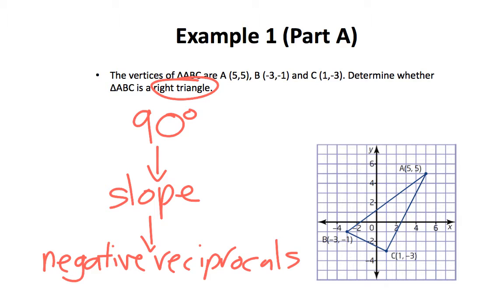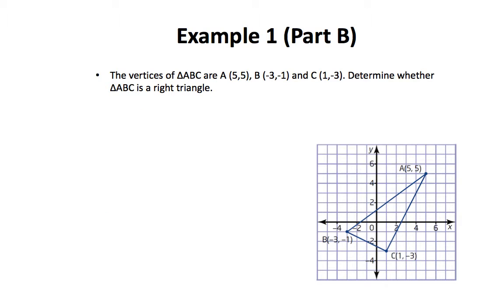It is important to make a rough sketch because you can likely spot the 90-degree angle already. The 90-degree angle is likely located over here, but we are still going to determine the other slopes and compare them just to be safe. As mentioned before, just to be safe, I'm going to calculate the slope of each side.